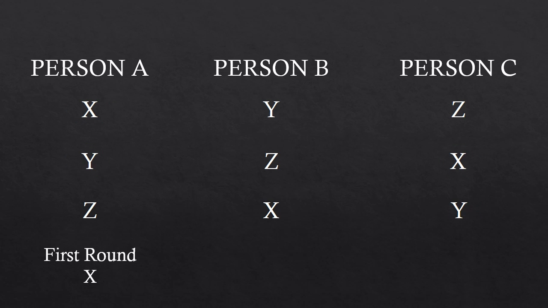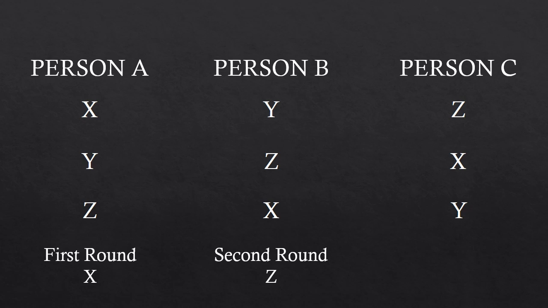Now in the second round, the winner of the first round, which is X, will compete with Z. We can see person B and person C both prefer Z over X, while person A is the only one who prefers X over Z. So the second round is won by Z.